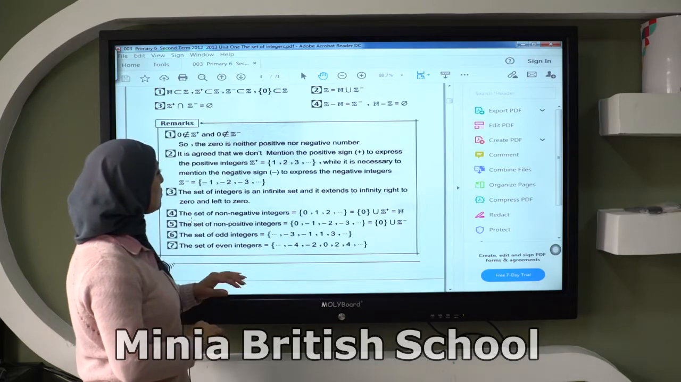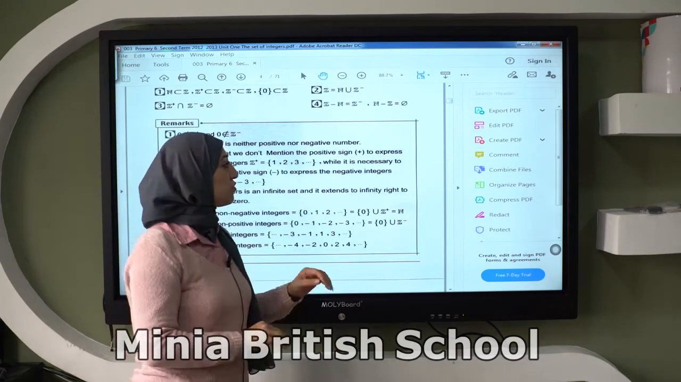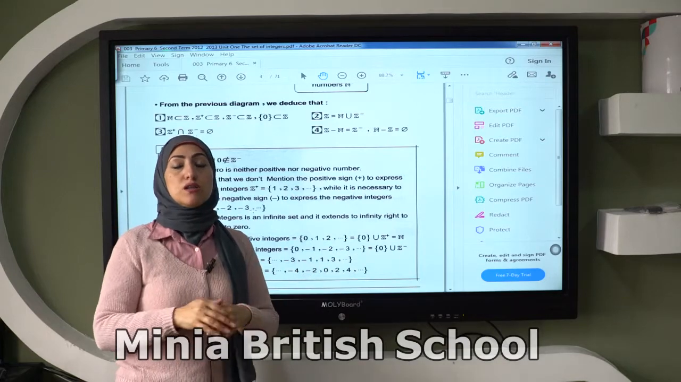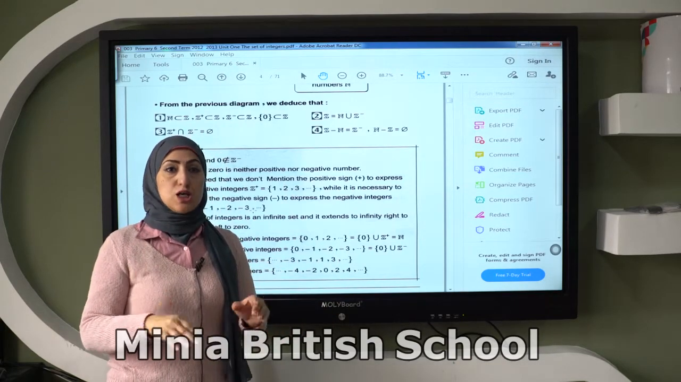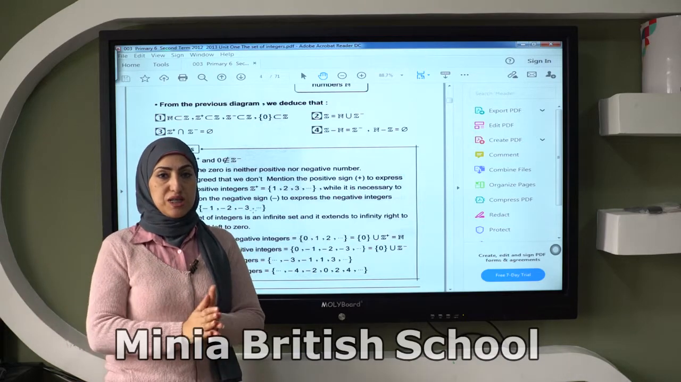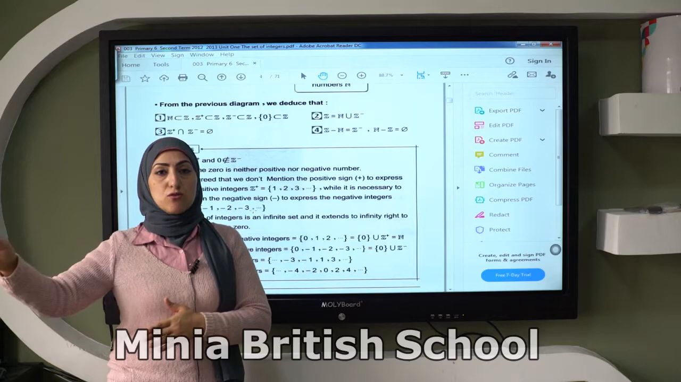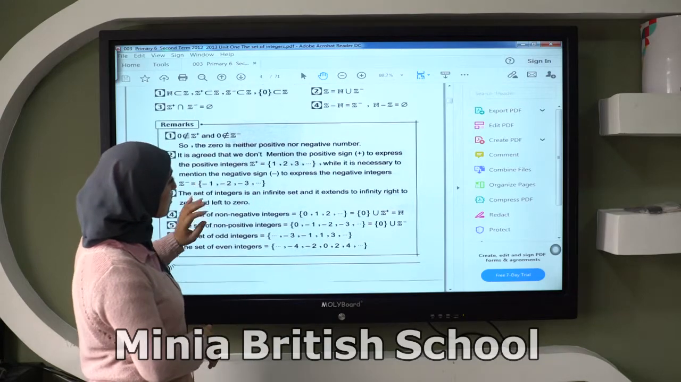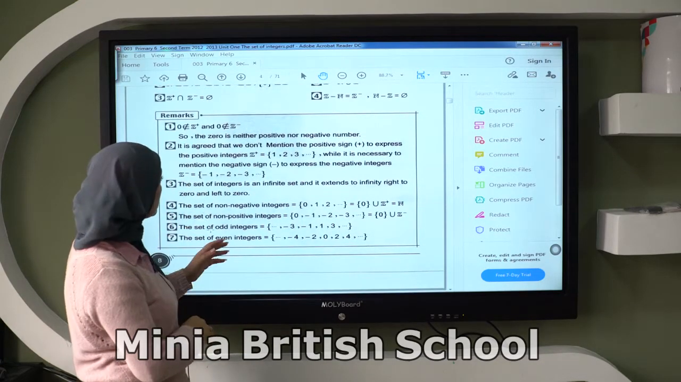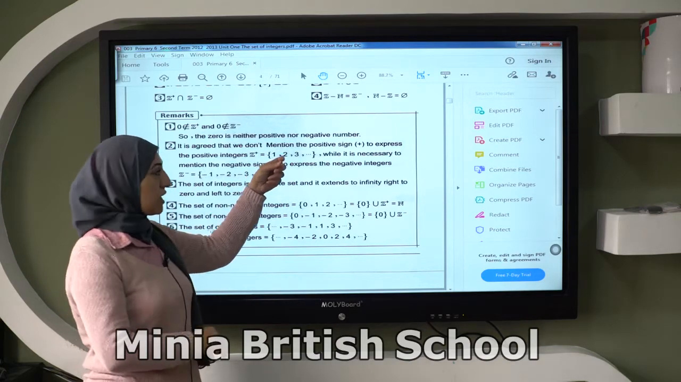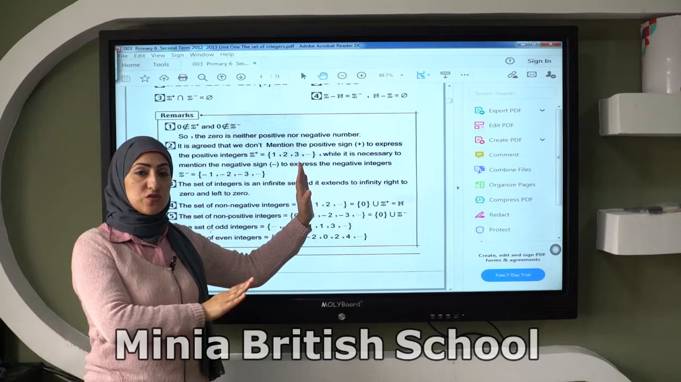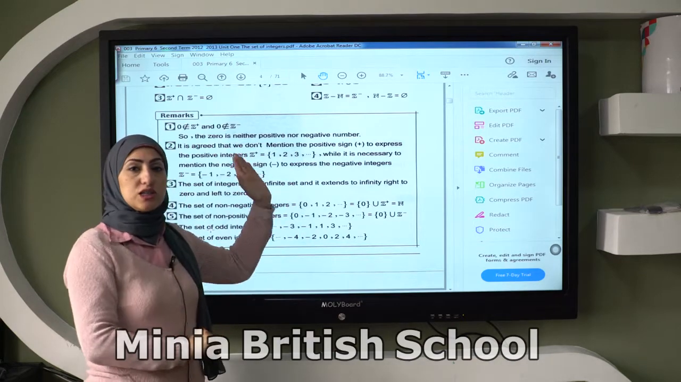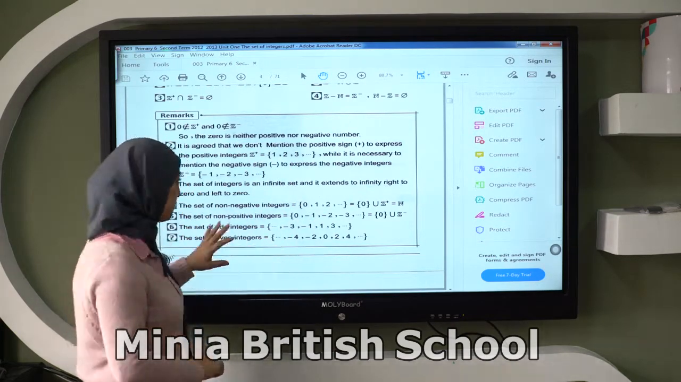It is agreed that we don't mention the positive sign to express the positive integers. Like here, we say 1, 2, 3, not positive 1, positive 2, positive 3, okay? So when I say 1, 2, 3, 4, it means I'm talking about the positive integers. While it's necessary to mention the negative sign. In the positive we don't mention the sign, but in the negative we must mention it. We say negative 1, negative 2, negative 3, and so on.